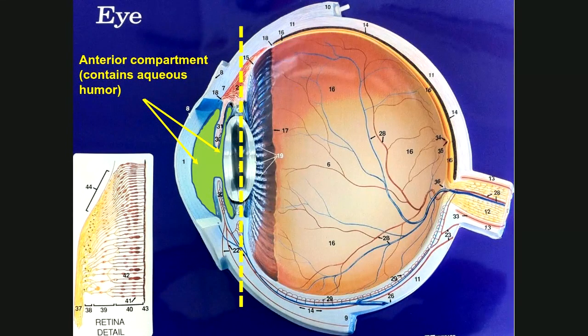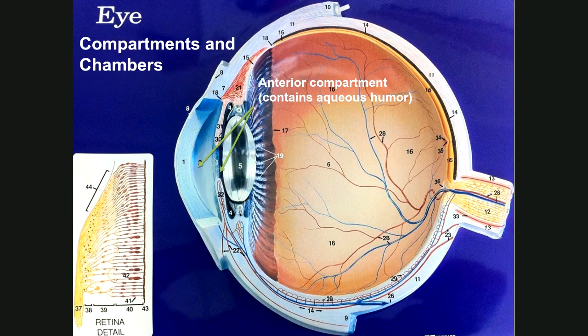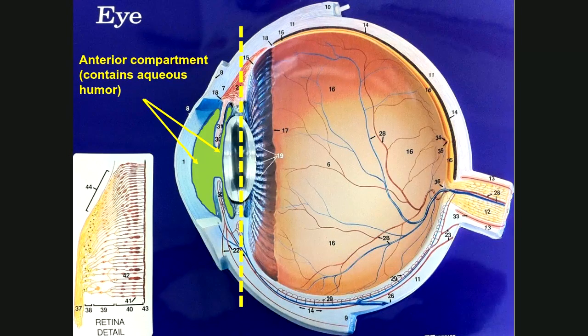Let's look at the aqueous humor first. So if you look at this front compartment, the anterior compartment, remember it's everything in front of the lens. But look, there are two spaces here because this right here is a hole. That hole is the pupil. It's a hole, literally a hole, which means fluid can move back and forth between these two spaces. But these two spaces are not the same space.